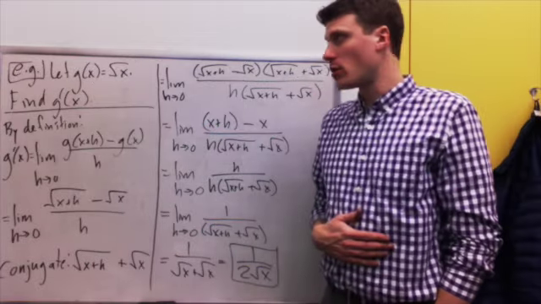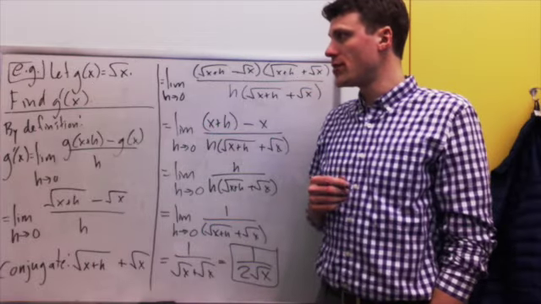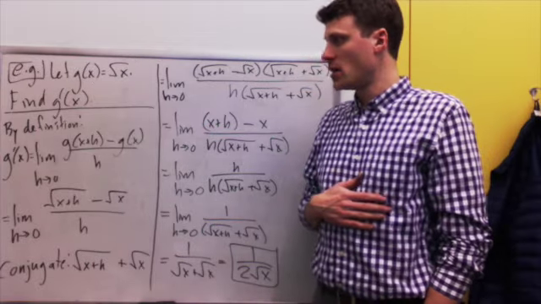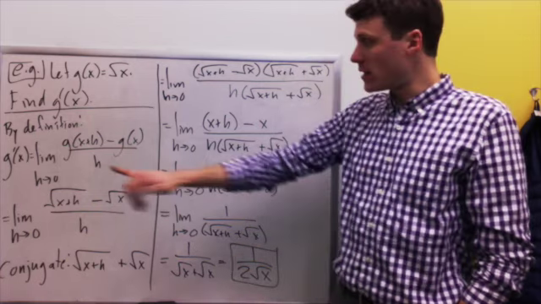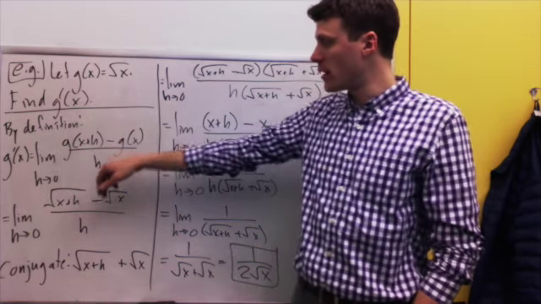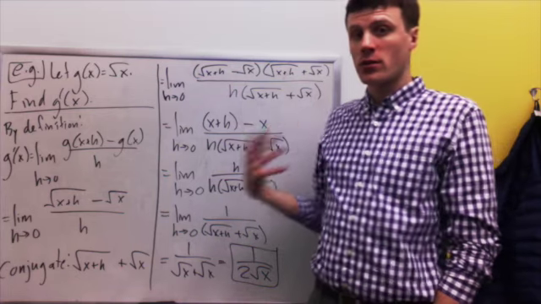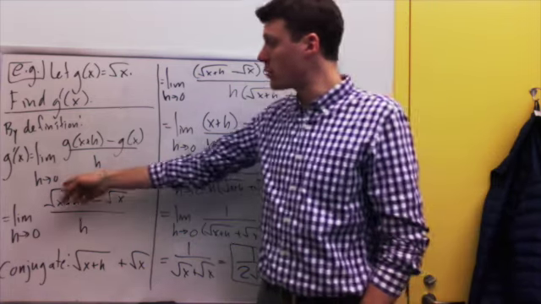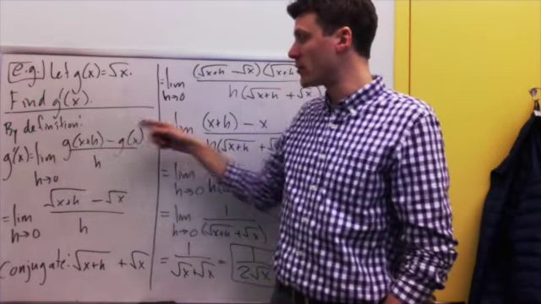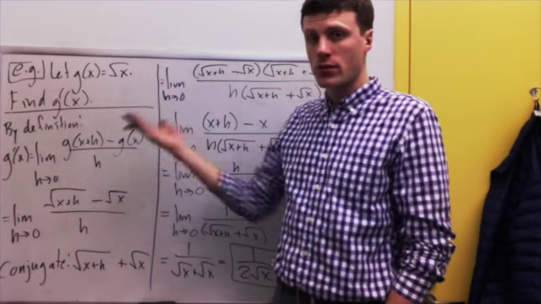Let's do another example. Let's find the derivative of g of x, which is the square root of x. By definition, g prime is g of x plus h minus g of x over h as h goes to 0. Again, the problem with all of these derivative limits is if I just plug in 0, I get g of x minus g of x over 0. We get 0 over 0.